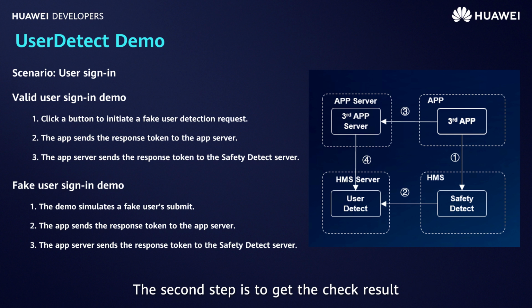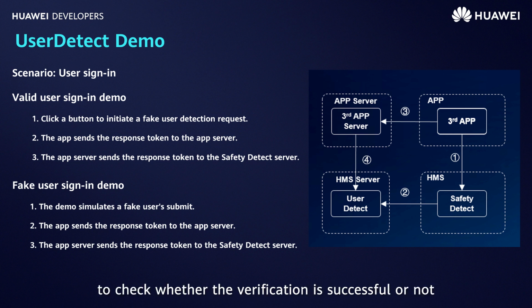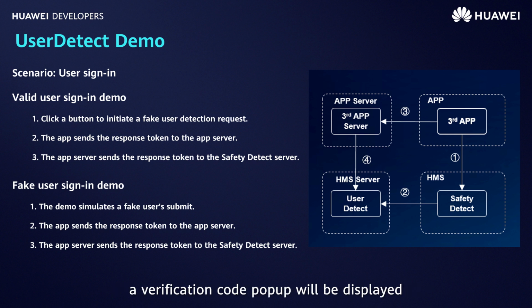The second step is to get the check result. Call the UserDetect API and initiate a check request. The API will return a response token. The response token will be used to check whether the verification is successful or not. If the user's environment is considered to be insecure, a verification code pop-up will be displayed. After the user enters the verification code, a verification success response will be returned.